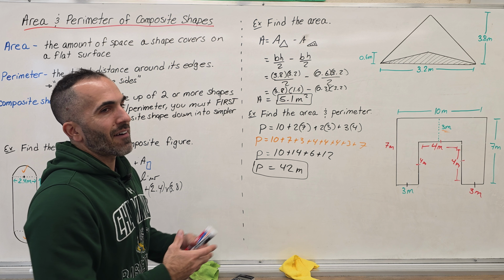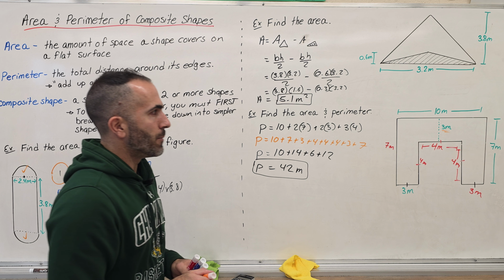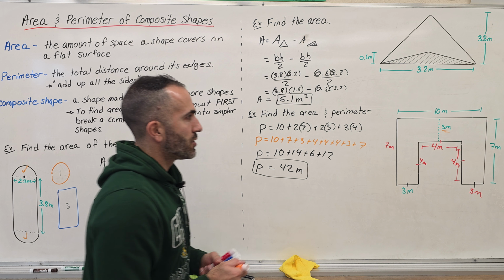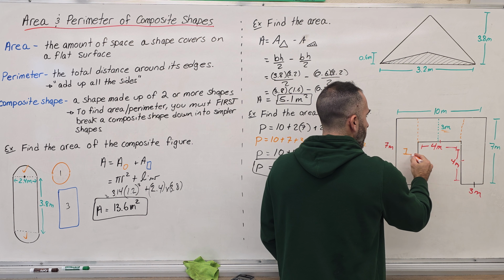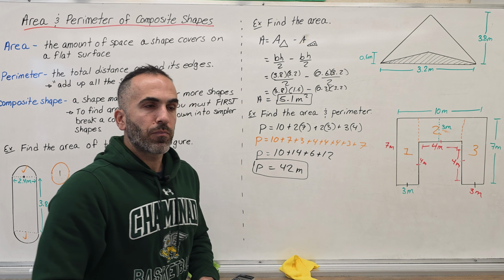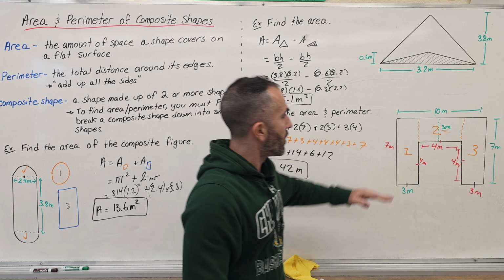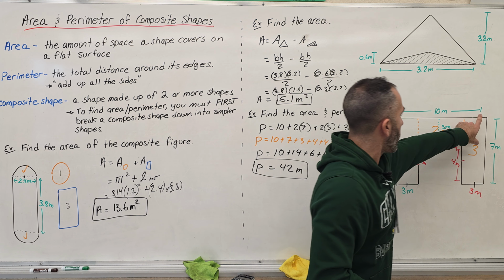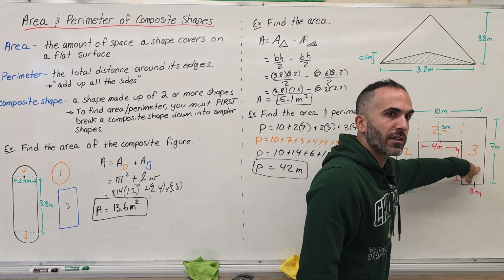Okay, now for area, I have to split this up into multiple shapes. So I can split this up into 1, 2, 3 shapes. Yeah, there's a lot of ways you can do this. I could have split it up into this and this, so I have a big rectangle on top and two smaller rectangles here.